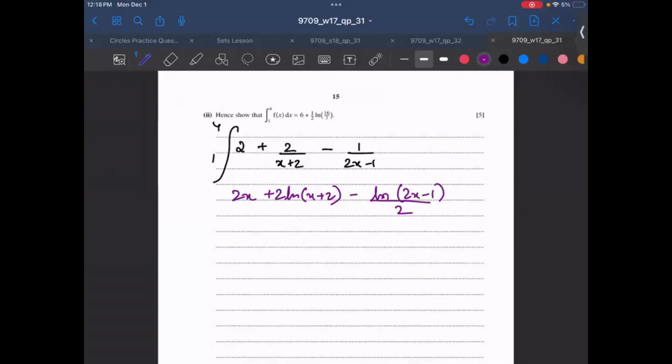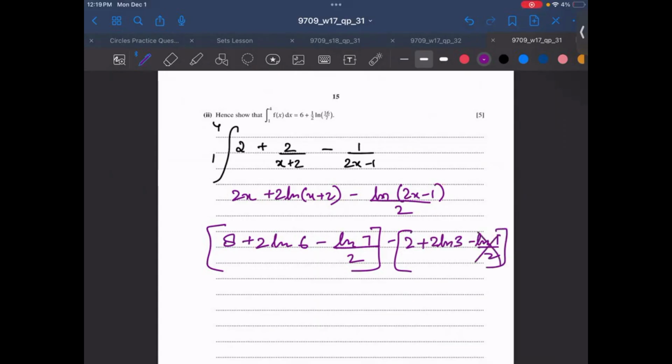Now, applying the limits, which are 4 and 1, the upper limit is 4. We'll get 2 4s are 8 plus 2 ln of 4 plus 2, 6, minus ln of 4 times 2, 8, minus 1, 7, upon 2. And then we'll subtract the lower limit, which is 1. So this will become 2 1s are 2 plus 2 ln of 3 minus ln of 2 times 1 minus 1, which is ln of 1 upon 2. Now ln of 1 is 0, so this will cancel out.